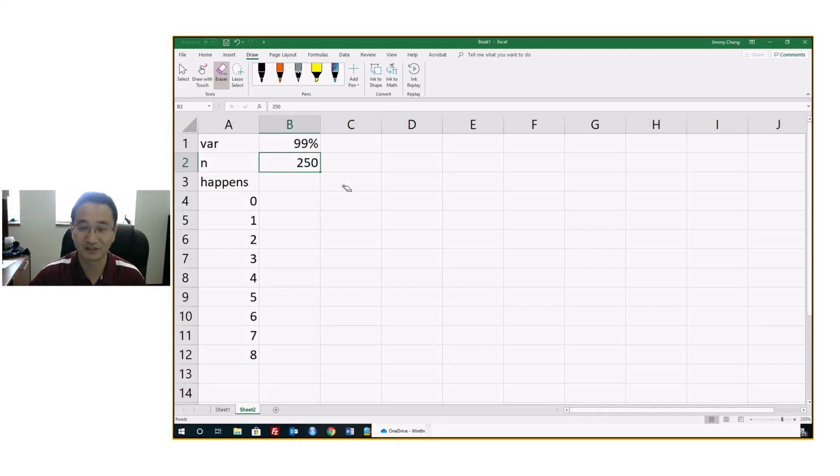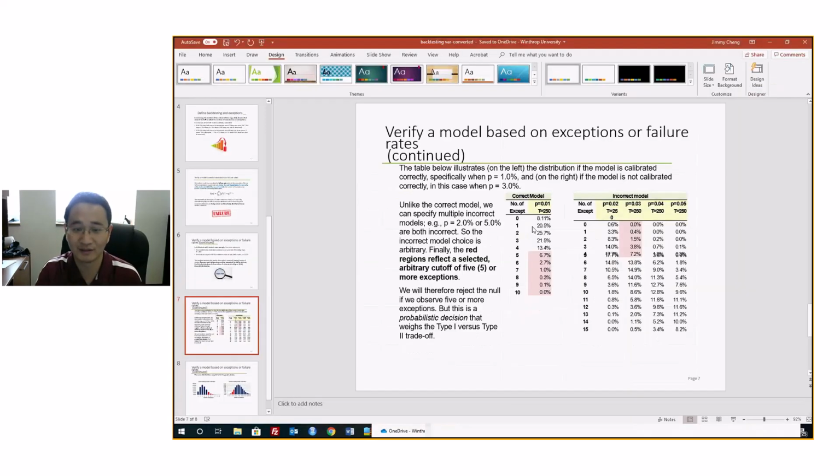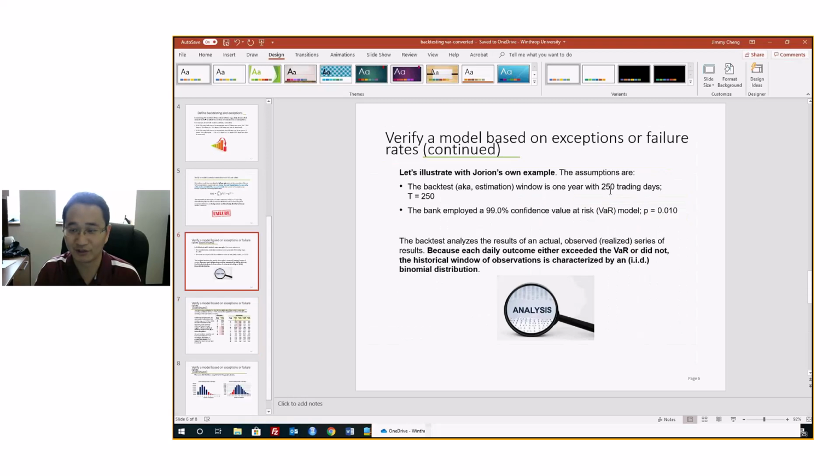Okay, so here's the deal, right? Here's the case we're going to work on. I'll just use the mouse here to select. Okay, so this is good. We see our previous example, let me pull that up. So we are going to backtest 250 trading days with a probability of 0.01.